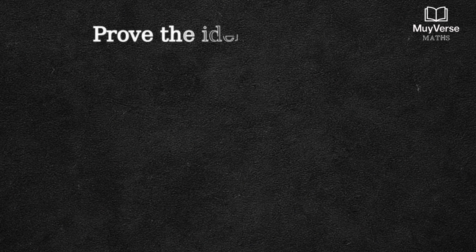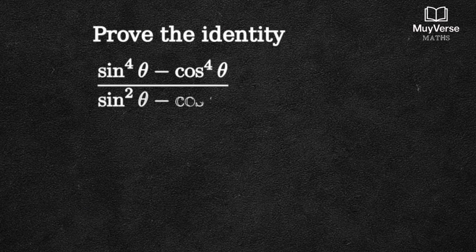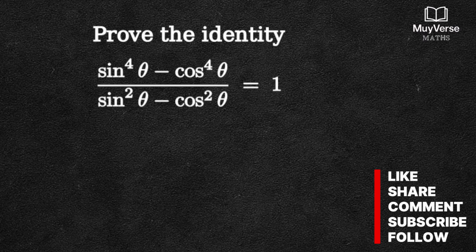In this lesson, we will prove, step by step, that the fraction sine to the fourth theta minus cosine to the fourth theta over sine squared theta minus cosine squared theta is equal to 1. Our strategy will be to factor using the difference of squares, simplify, and then use the Pythagorean identity.